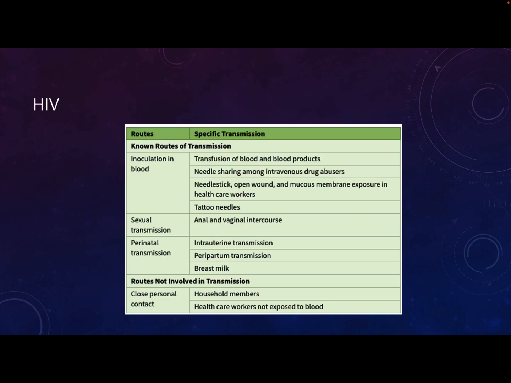So known routes of transmission, I think most of us are familiar with how people get HIV. Inoculation into the blood. This can be through blood transfusions. So this is why hemophiliacs were sometimes classed as that 4-H club. Needle sharing among intravenous drug users. There's your heroin addicts. Needle sticks, open wound, mucous membrane exposure in healthcare workers, tattoo needles.